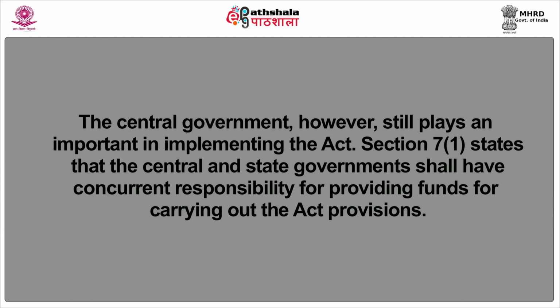Section 7, Clause 1 states that central and state governments shall have concurrent responsibility for providing funds for carrying out the Act's provisions. Section 7, Clause 3 requires the central government to provide the state governments certain percentages of expenditure, though Section 7, Clause 4 makes clear that notwithstanding this limited funding from the central government, the state governments are responsible to provide funds for the implementation of the provisions of the Act.